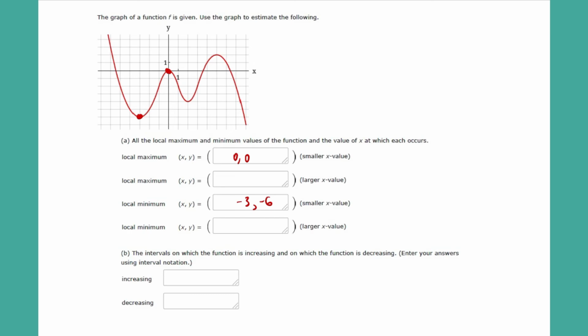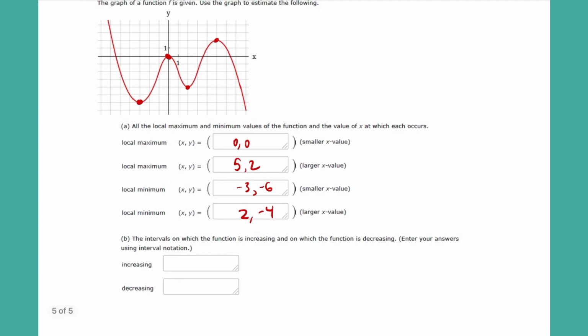And then the other local max would be here. That's the bigger of the two, or the higher, so that's (2, 5). And the other local min would be here, and that's the higher of the two, so that's (2, -4).